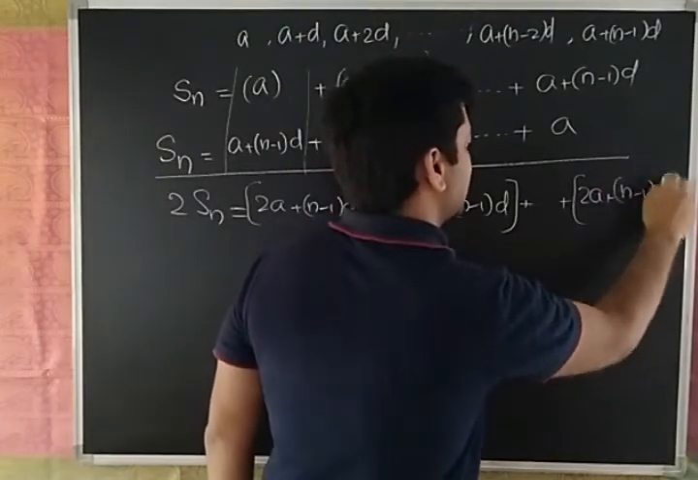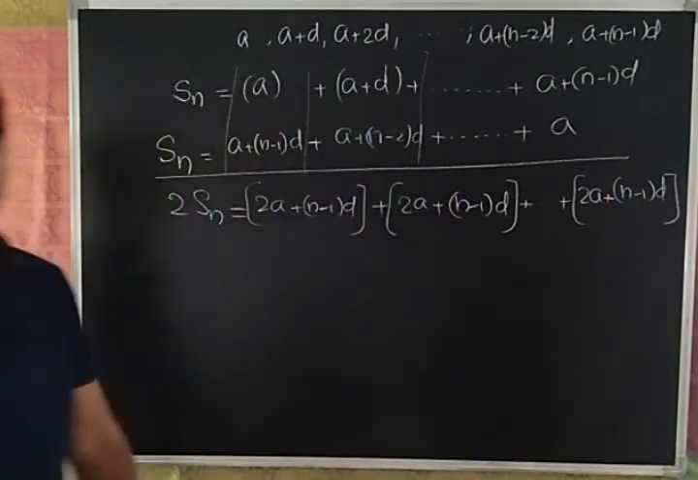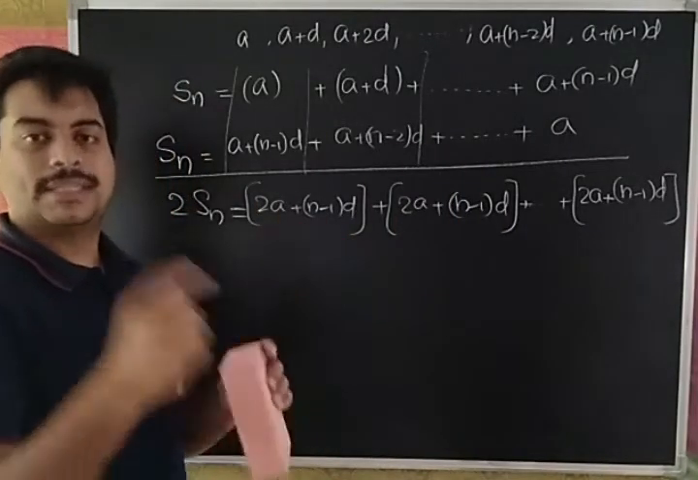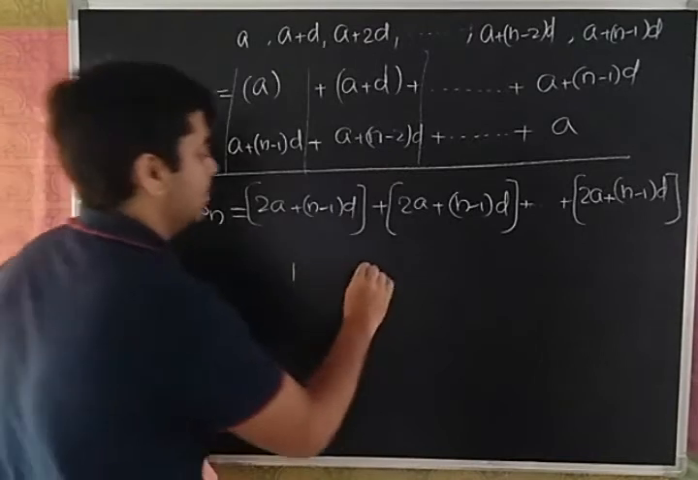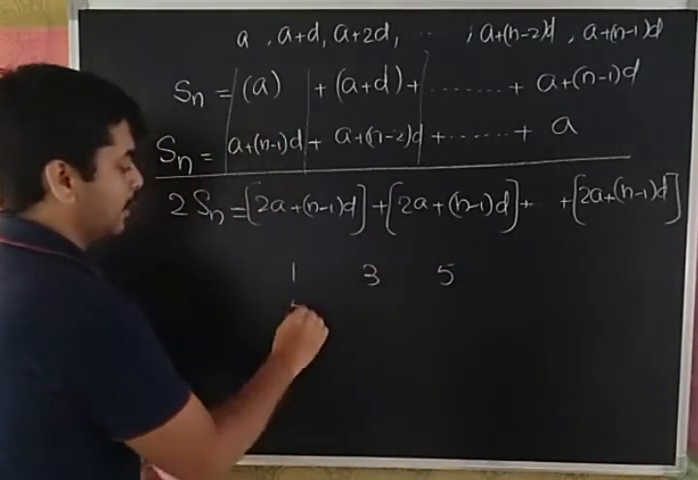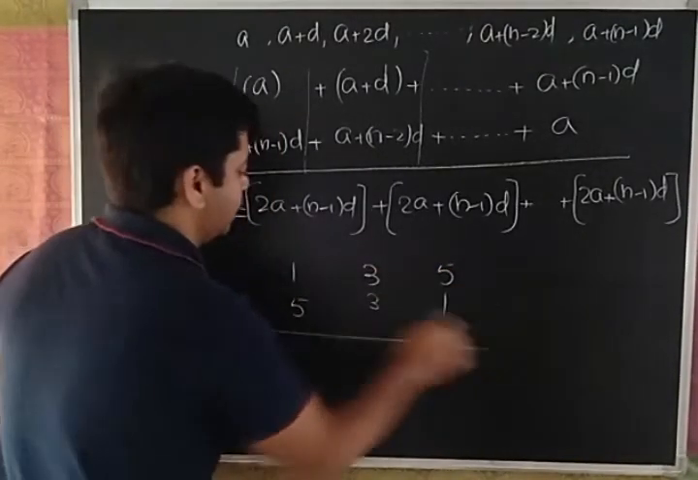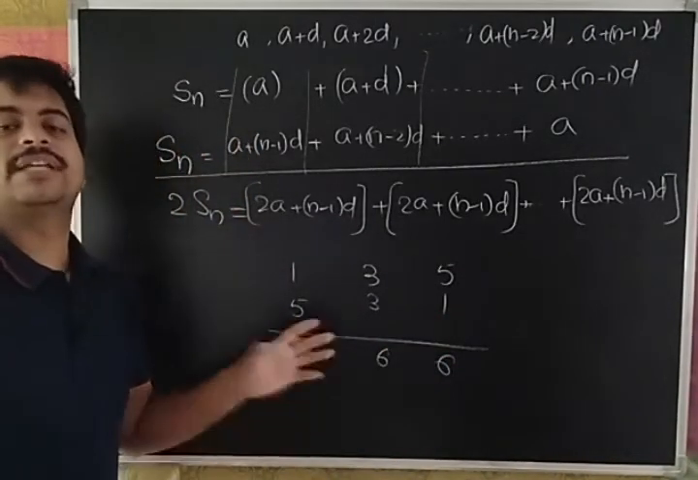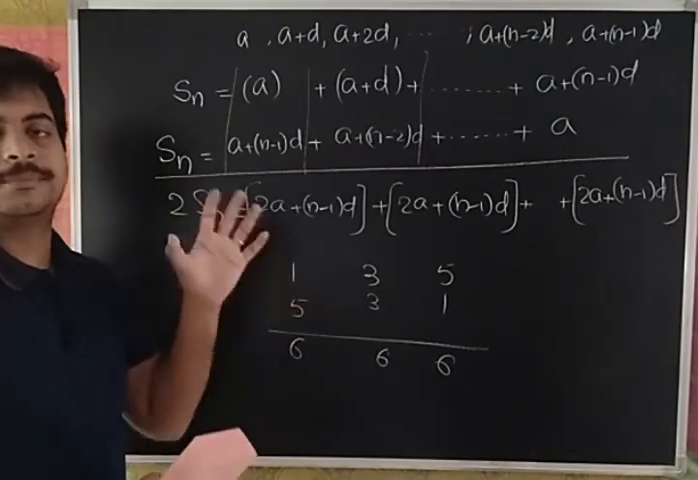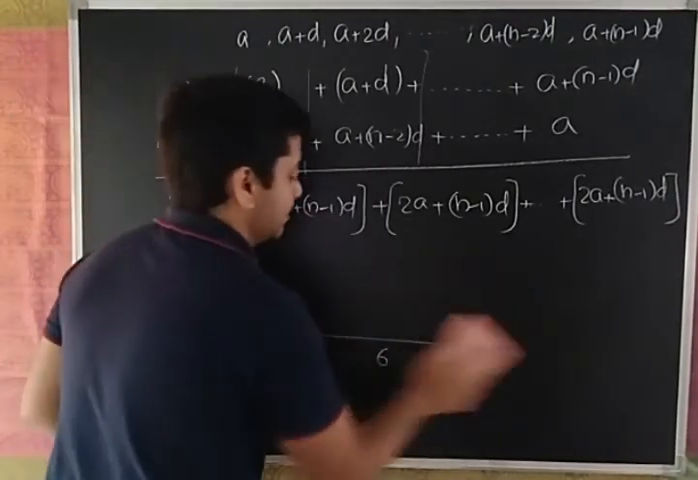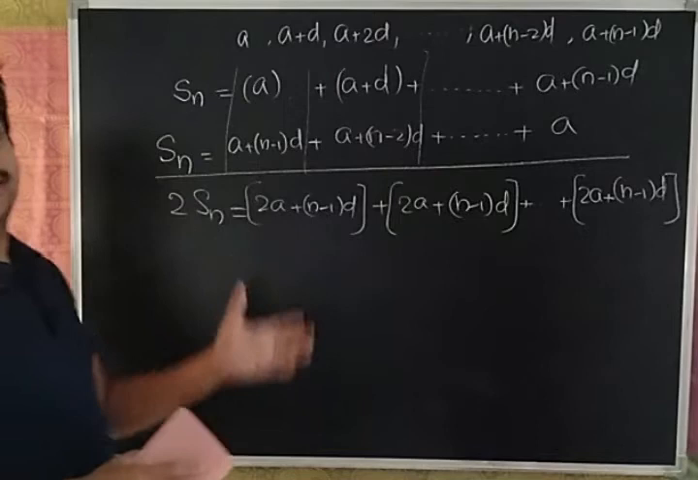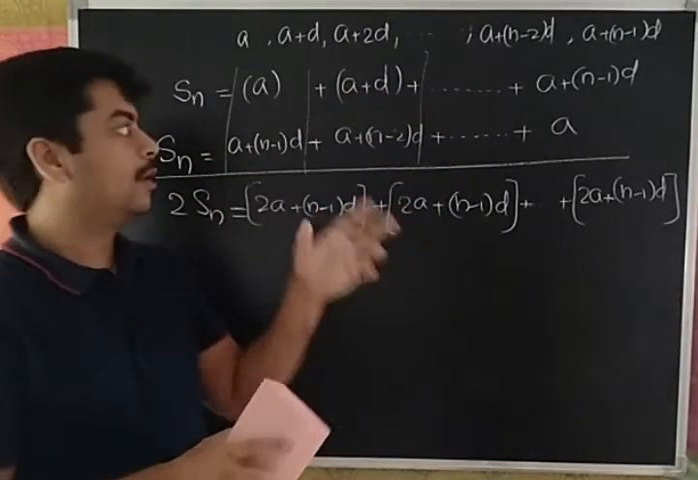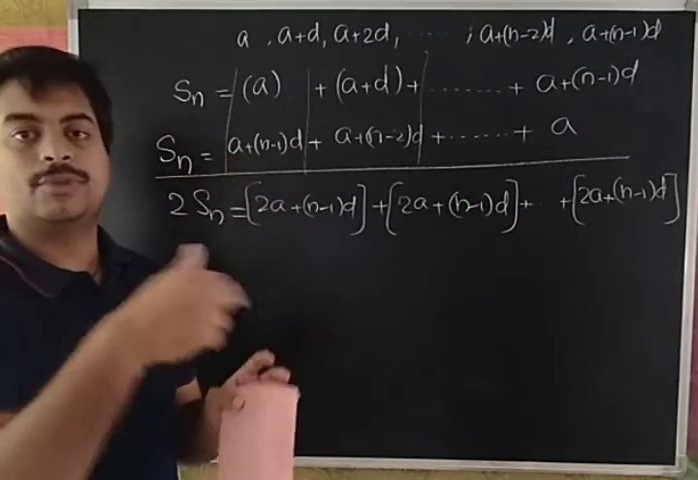Carefully observe, is there any pattern in the sum? If you carefully observe, each and every element will give you the same answer. I will tell you with a small example. 1, 3, 5. Write in reverse: 5, 3, 1. And 5 plus 1 is 6, 3 plus 3 is 6, 5 plus 1 is 6. So each and every term will be the same. So how many terms are there? I told you there are n terms. We are adding n terms. That is what Sn means: sum to n terms.